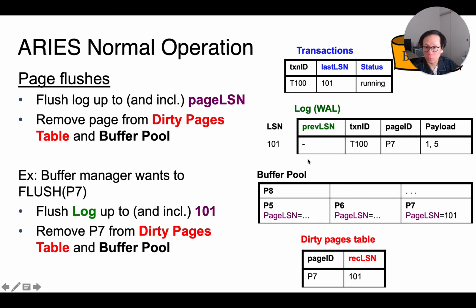Then we write the dirty page to the disk, and we remove page 7 from both the dirty pages table and the buffer pool itself. So after that, the buffer pool and the page table will look like this.